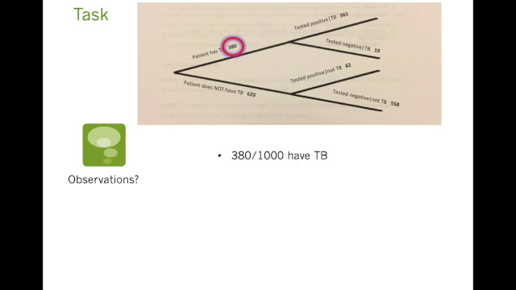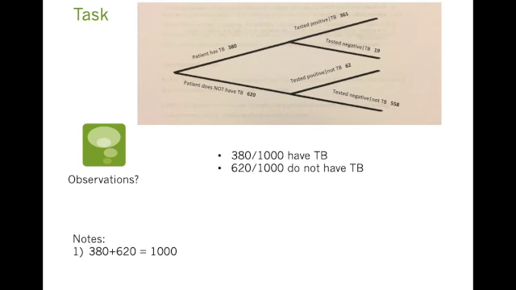We can now direct our attention down here to see 620 people do not have TB. This is written as 620 divided by 1,000, or 62%. Note that 380 and 620 add to 1,000. Likewise, 38% plus 62% is equal to 100%. This is a good thing because we need all of our options to add to 100%.